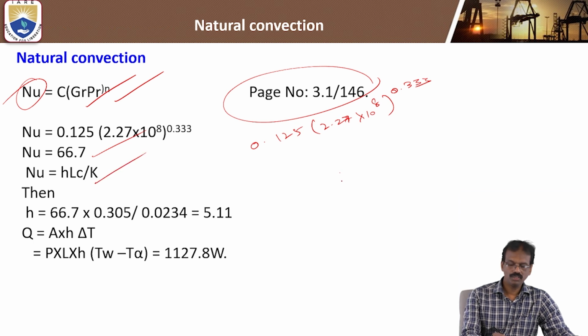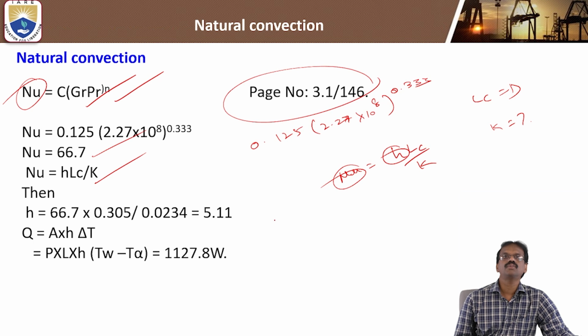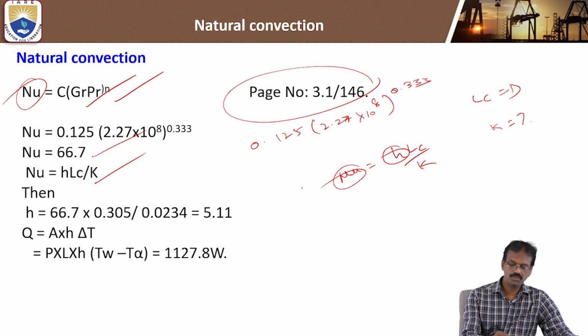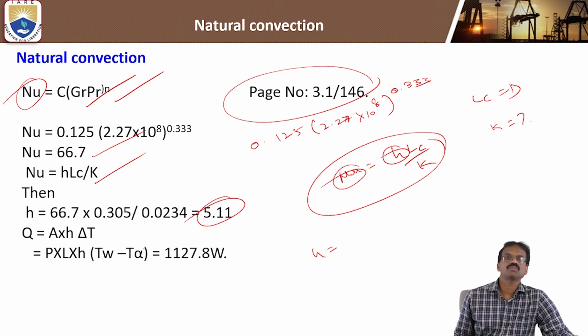So if you know the Nusselt value, then you know that formula: h Lc by k. Lc is nothing but the diameter, you know this one. Then k is the thermal conductivity, already given in the problem. Then you can find out the h value. Because you know the Nusselt value, if you substitute all the values, you can find out h. h is 5.11 watt per meter square Kelvin.